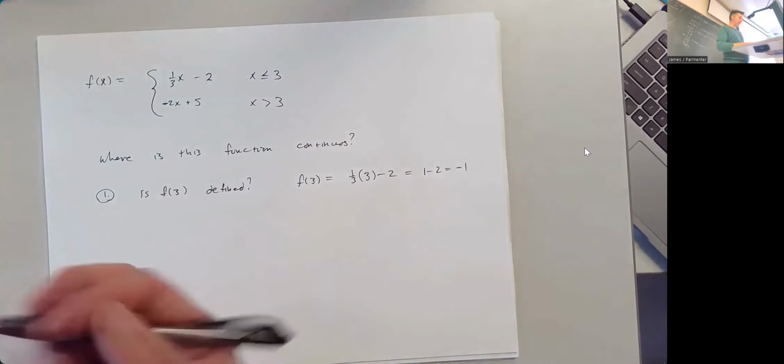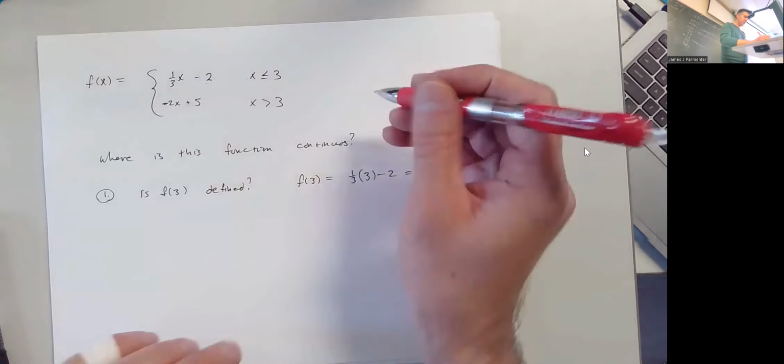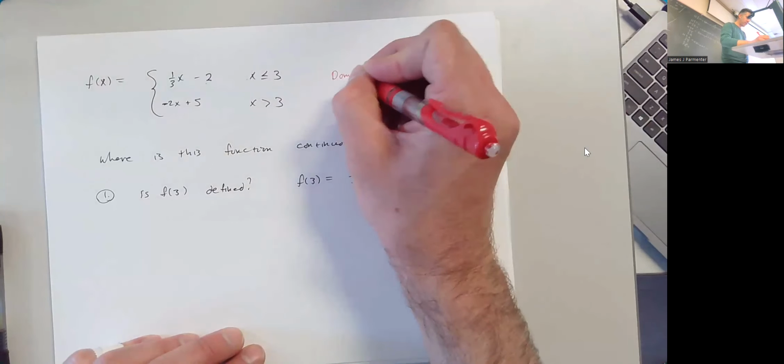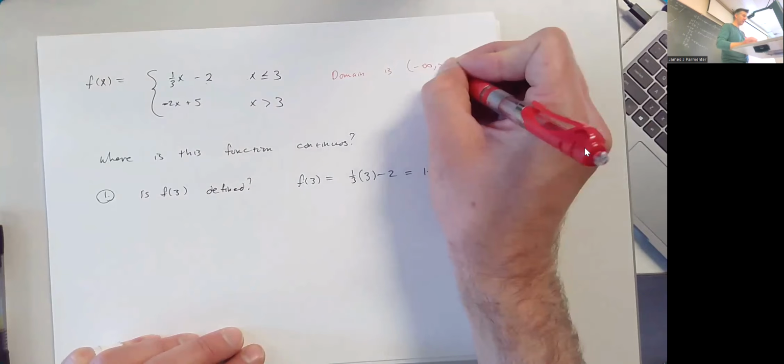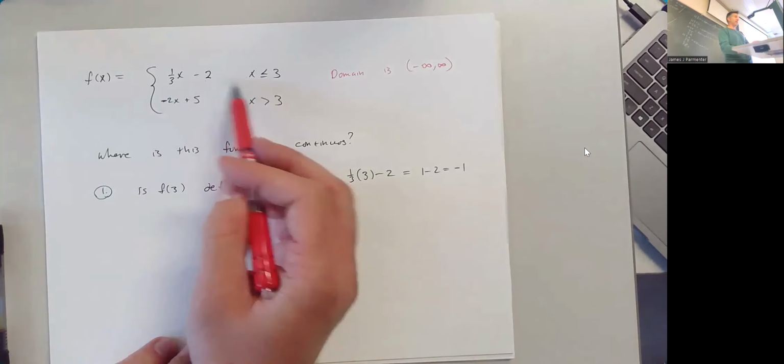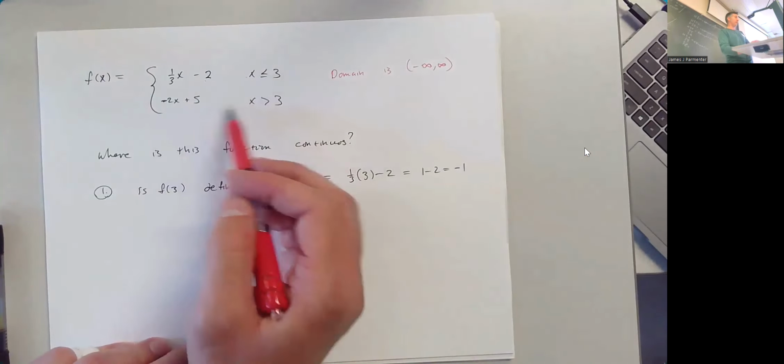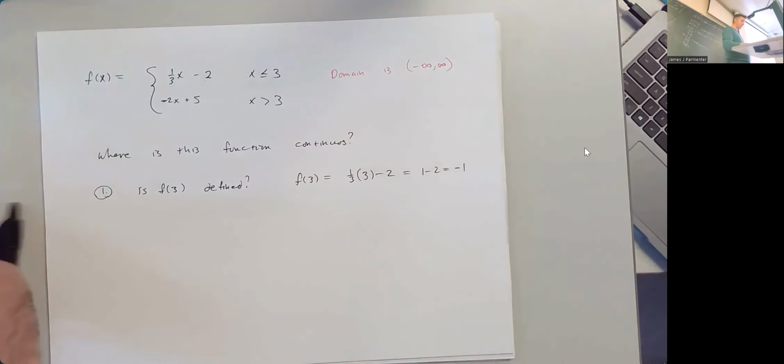And I should just point out here that the domain of this function is everything, from -infinity to infinity. It's defined to be this when x is less than or equal to 3. It's defined to be this when x is bigger than 3. So it's certainly defined everywhere.